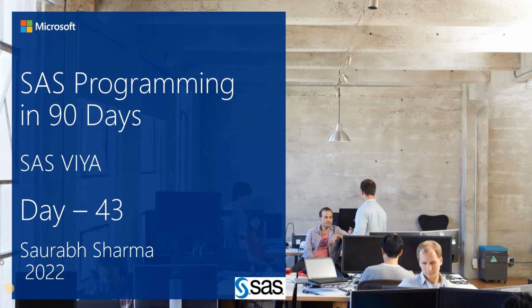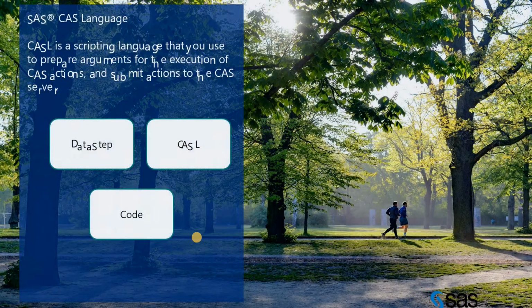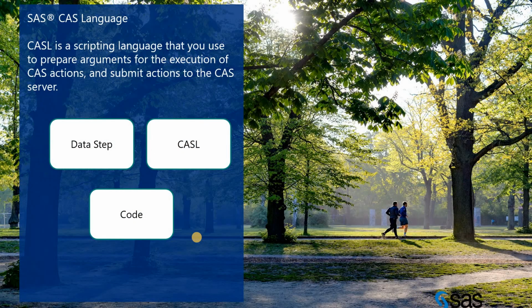Today is day 43. So in this session we are doing the CAS language. So what is a CAS language? CAS language is a scripting language that you use to prepare arguments for the execution of CAS actions and submit the action to the CAS server.